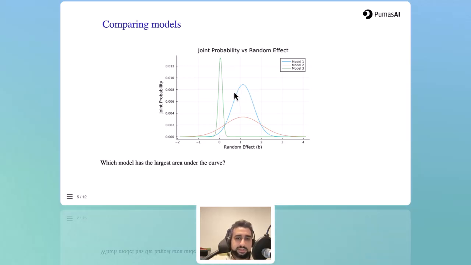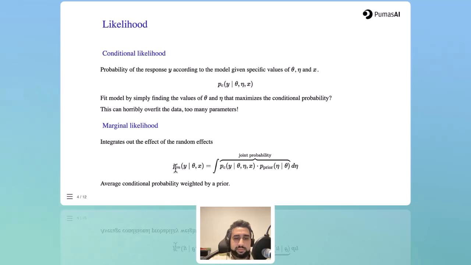And so not being too sensitive to the value of eta gives us a little bit of robustness in the model. And that robustness also translates to lack of overfitting. So models that are not overfitted tend to have this robustness property, that moving away from the optimal value of eta doesn't cause a very sharp drop in the performance of the model. And so clearly the model with the largest area under the curve is the blue one in this case. And that basically translates to being the model with the largest marginal likelihood, or the marginal probability here.